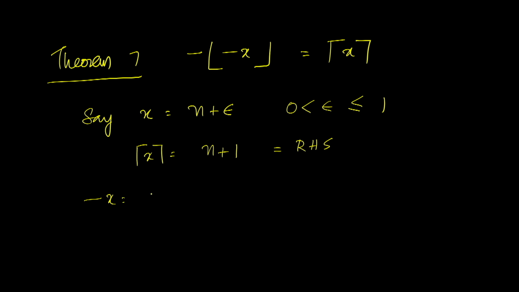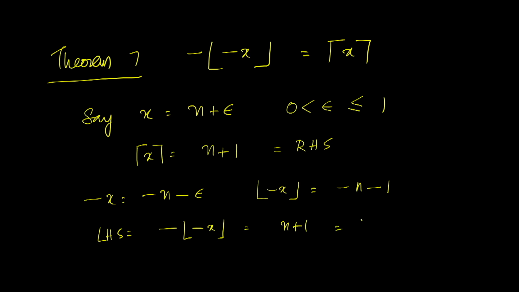Minus x is minus n minus epsilon. The floor of minus x therefore is minus n minus 1. The negative of that is n plus 1. This is what the left hand side is. That will be n plus 1, which is the right hand side. Hence, the result holds.